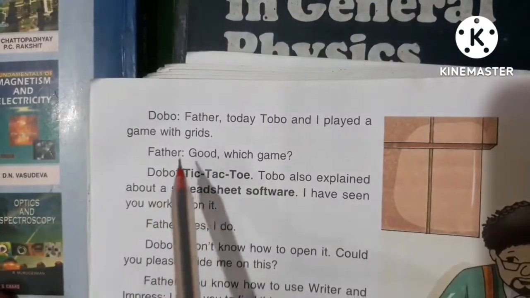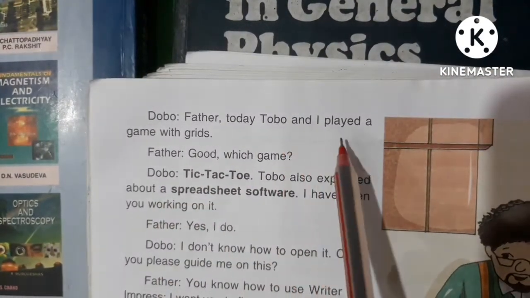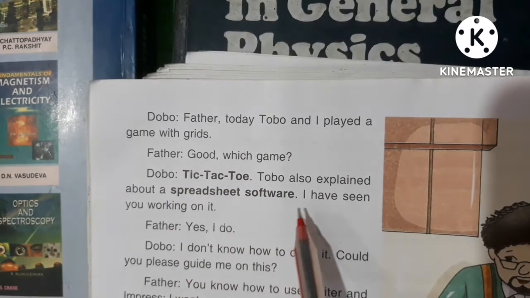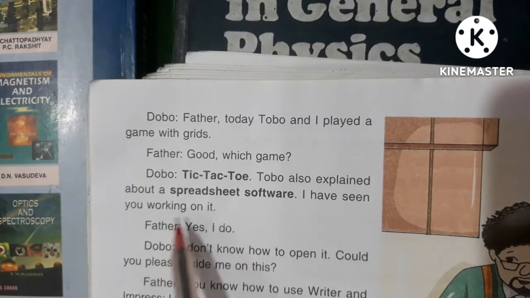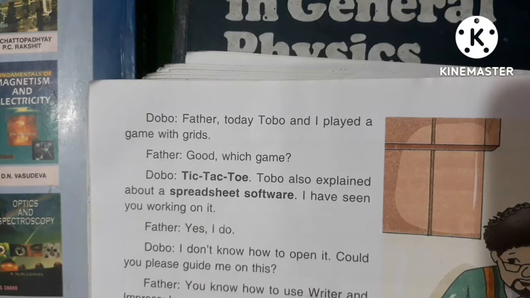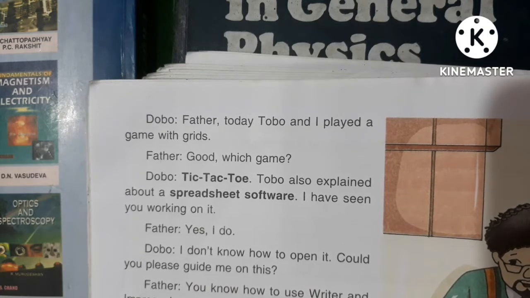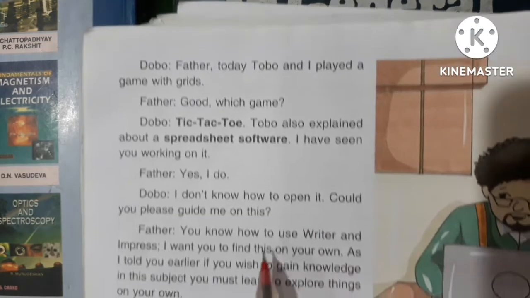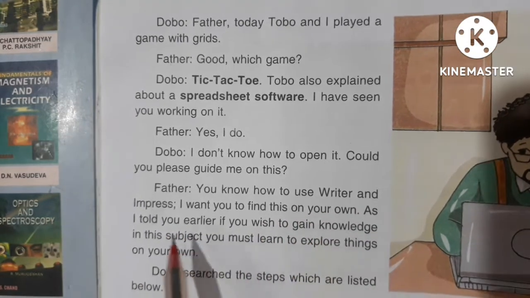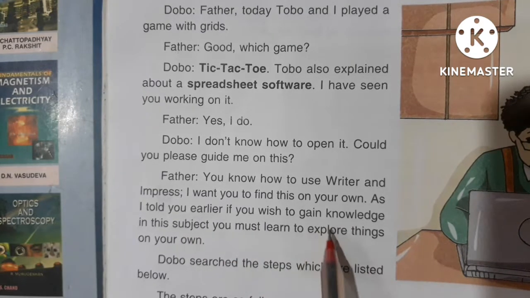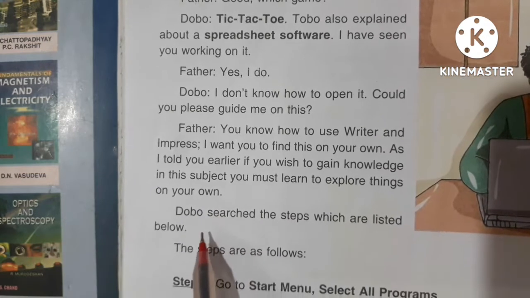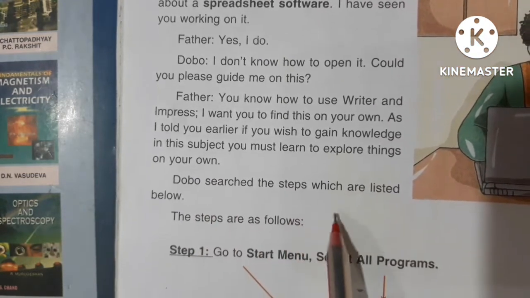Dobo conversation. Father, today Dobo and I played a game with grids. Good. Which game? Tic-tac-toe. Dobo also explained about spreadsheet software. I have seen you working on it. Yes, I do. I do not know how to open it. Could you please guide me on this? You know how to use Writer and Impress. I want you to find this on your own. As I told you earlier, if you wish to gain knowledge in this subject, you must learn to explore things on your own. Dobo searched for this; the steps are listed below.